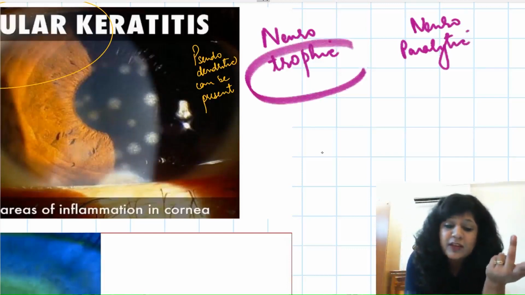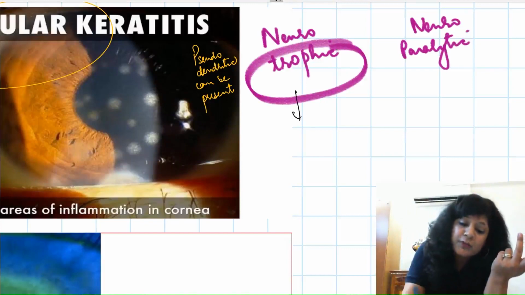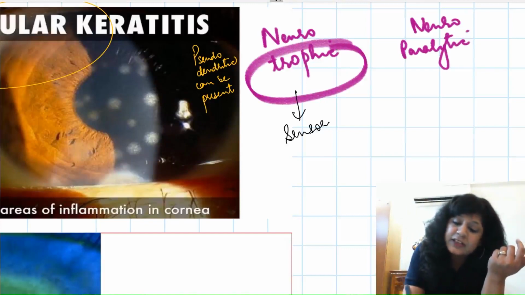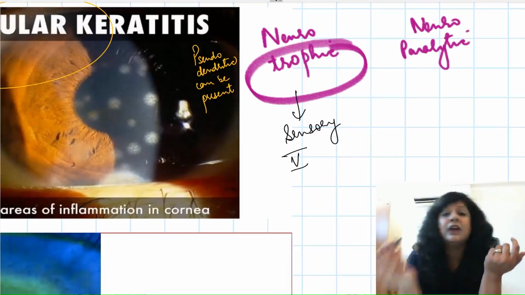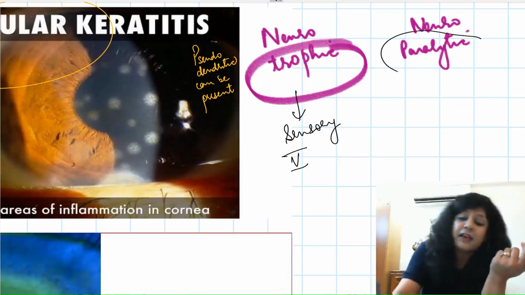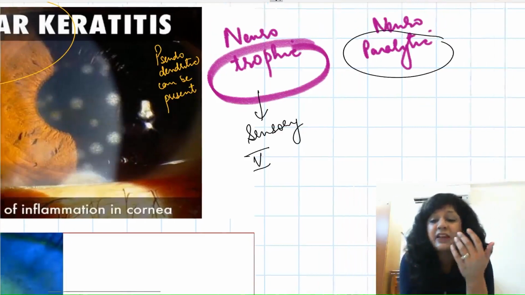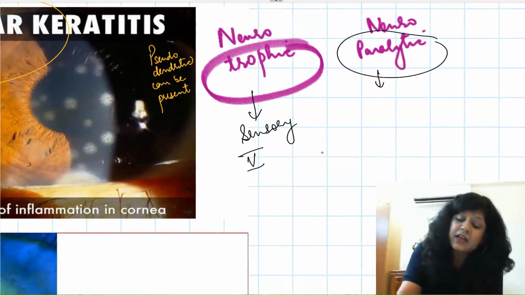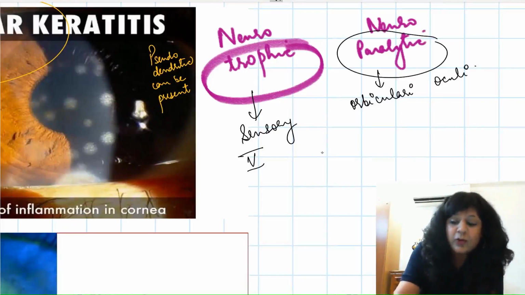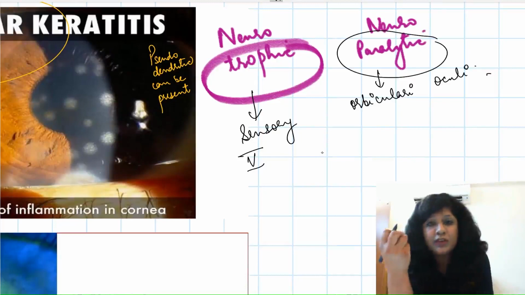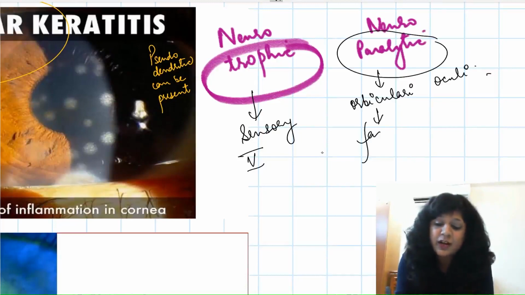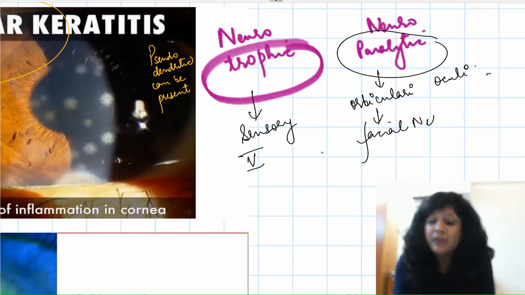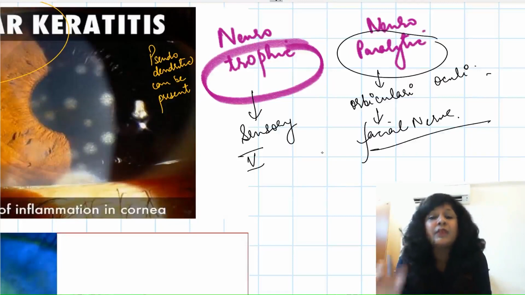See, trophic means what? Trophic means sensory. Now what is the sensory supply? The 5th nerve. So here we have trigeminal palsy. In paralysis, it means the motor involvement. So paralysis is in the orbicularis oculi muscle. Orbicularis oculi helps in the closure of the eyelid. This is supplied by the facial nerve. Okay, so whenever we have neuroparalytic, there is a problem in the facial nerve.